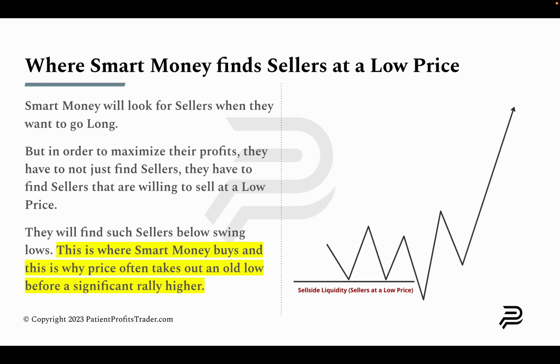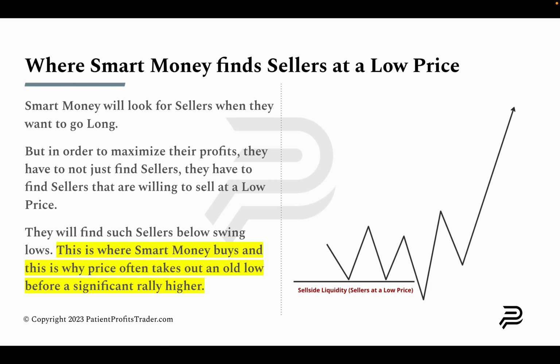Where will they find such sellers? Below swing lows, sell side liquidity. This is where smart money buys. Smart money buys below swing lows. Why? Because that's where sell side liquidity rests. When smart money is looking to buy, they will be looking to pair their long with sellers that are willing to sell to them. This is why price often takes out an old low before a significant rally higher.